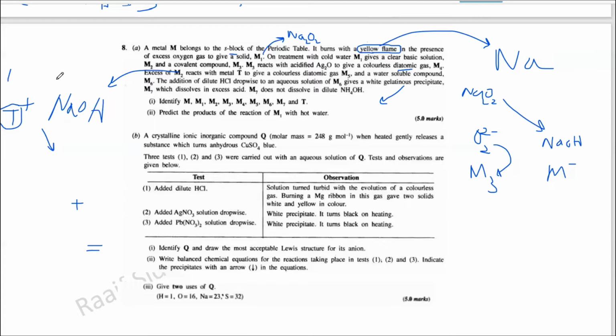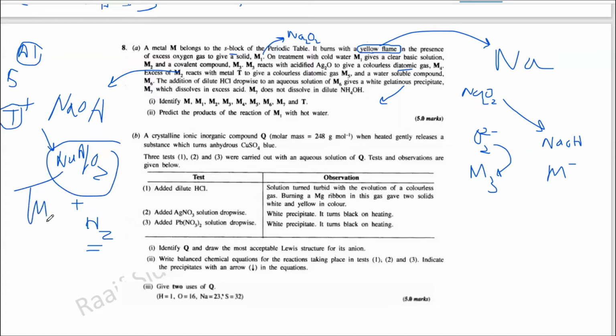Normally, when you think about the reaction of NaOH with a non-metal, for example sulfur, it will form Na2S or Na2S2O3. There will be no gases formed. The common element that forms a gas with NaOH is an amphoteric one. So this could be aluminium, which forms sodium aluminate, NaAlO2, plus the gas hydrogen. It says colorless diatomic gas and a water-soluble compound. This is our water-soluble compound, M6 in this case.